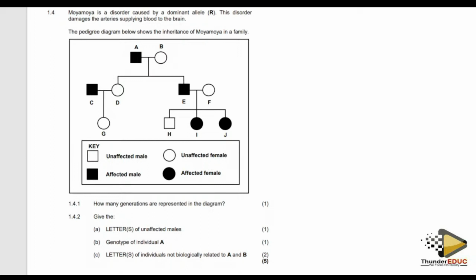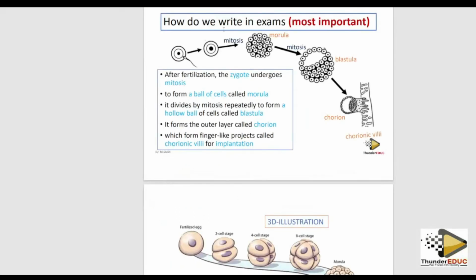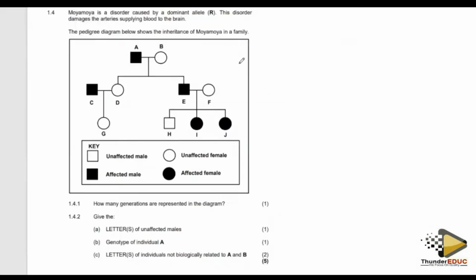All right, the first question is saying that these are national examination questions, obtained from the past papers. Please always and always use these past papers so that they can guide you. All right, the first question is saying that Moya is a disorder caused by a dominant allele. Moya is a disorder caused by a dominant allele, capital R.